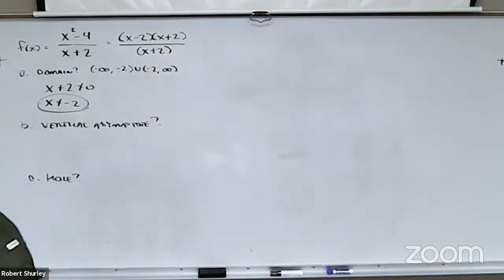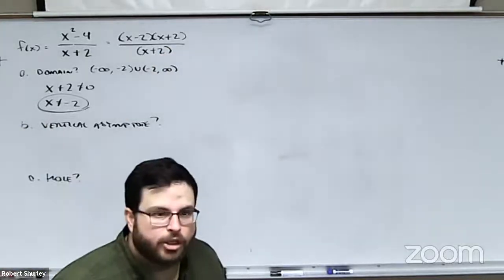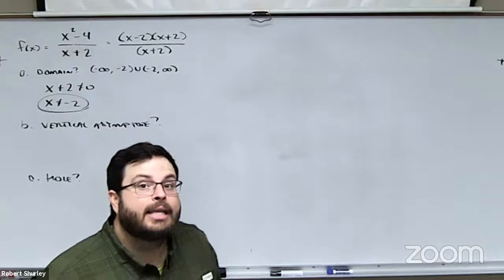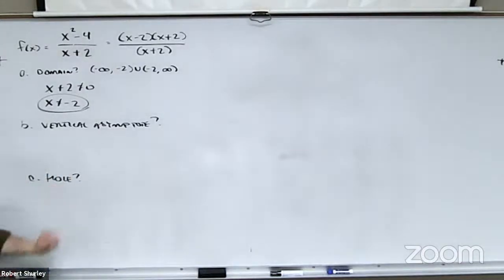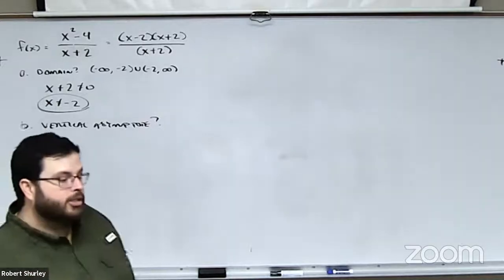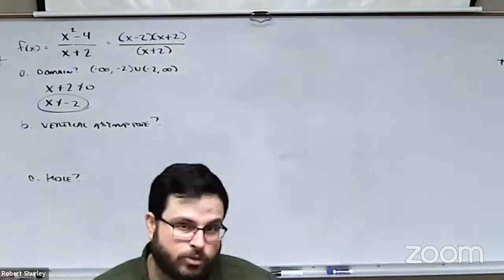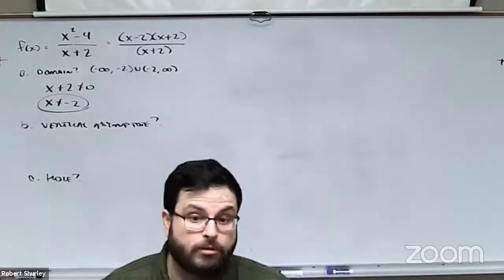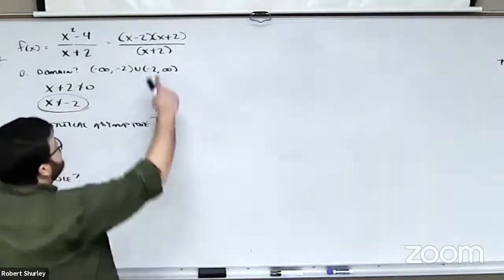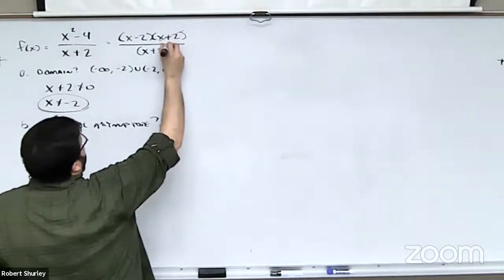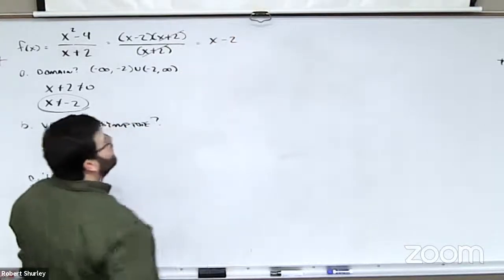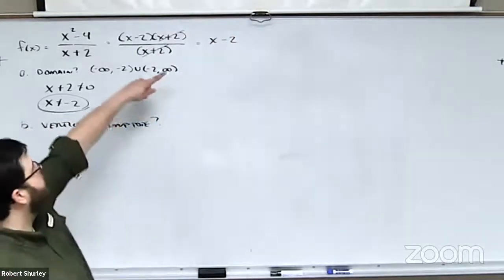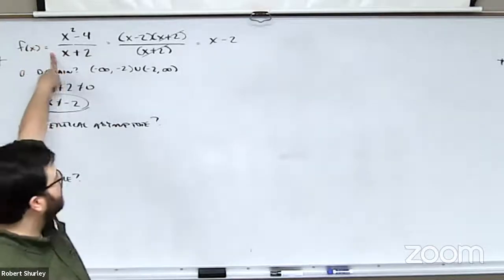If your restriction in the denominator cancels with a factor in the numerator, it's going to be a hole. So if we look at this x plus 2 and x plus 2, boom, it cancels. It leaves us with x minus 2, which looks like it doesn't have a restriction. Now it does because of the original function.